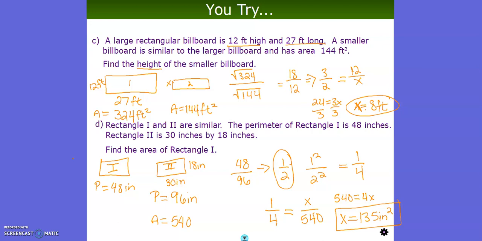So we started off by finding the area of that first billboard. 12 times 27 is 324 feet squared. So that's where I start with the ratio of my areas. So I did 324 over 144. But if I want to find my side lengths, or the ratio of the perimeter, I have to take the square root of both. So I took the square root of 324 to get 18, and the square root of 144 is 12. So my ratio is then 3/2. It says find the height of the smaller billboard. So the height corresponds to 12 feet, 12 over x. Cross multiply, you get that height to be 8 feet.